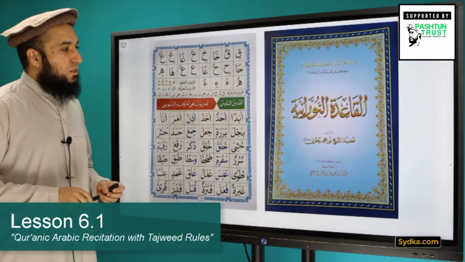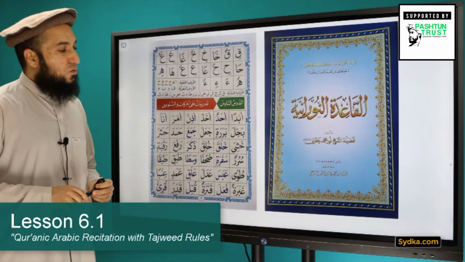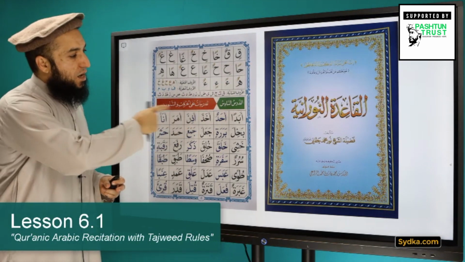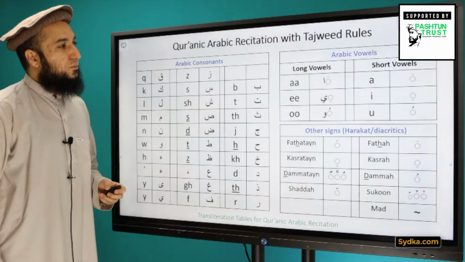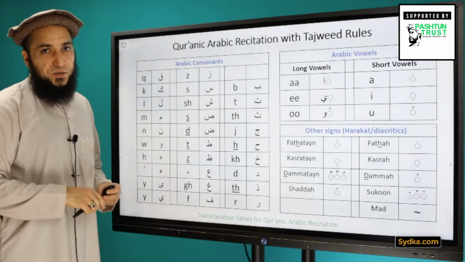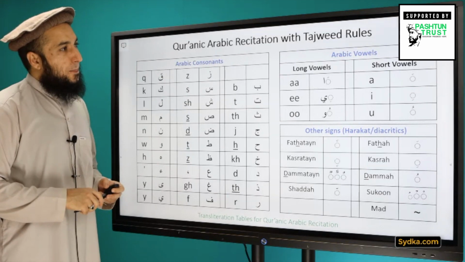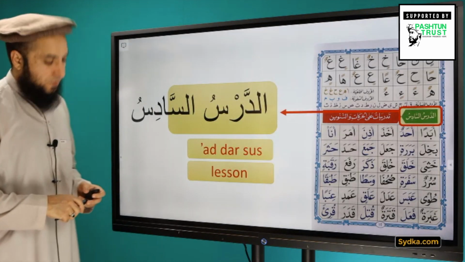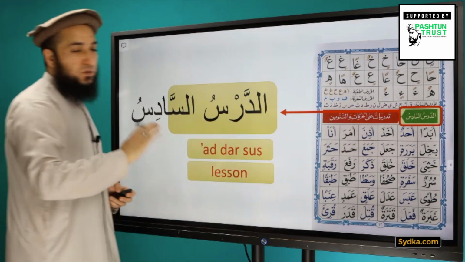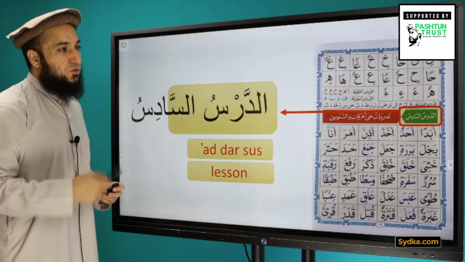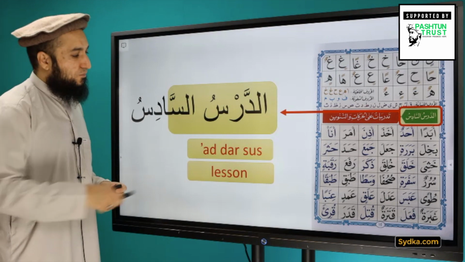In this session, we will study the sixth lesson of Al-Qaida Nuraniyah, this line and the three words from page number 12. This is just a reminder for transliteration purposes. So we will read this line out only without explaining it, because it is going to be advanced for this level.